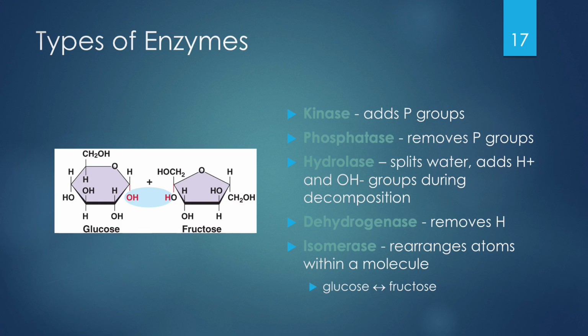We also have hydrolase, which is going to split water, and so it'll add hydrogen ions and hydroxide ion groups during decomposition reactions. There's also dehydrogenase, which will remove hydrogen again. So it dehydrogenates, so it takes away hydrogen. And isomerase is going to rearrange atoms within a molecule because it's basically creating an isomer, right? So the example that you see on the left is an image of glucose and fructose. So they have the same atoms, but they're just moved around in a different configuration. So shape matters for enzymes and in chemistry in general.